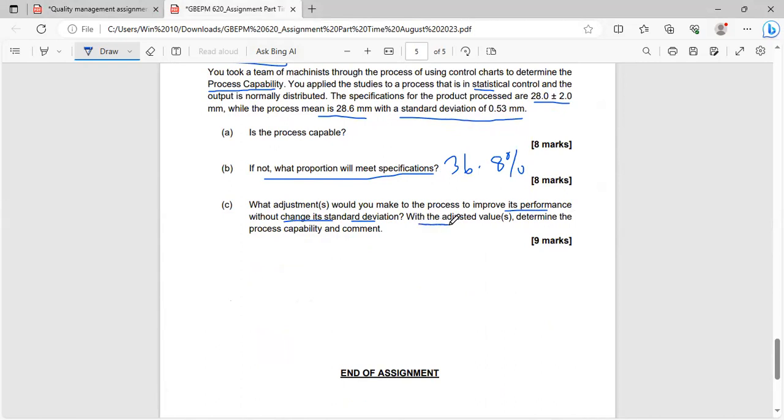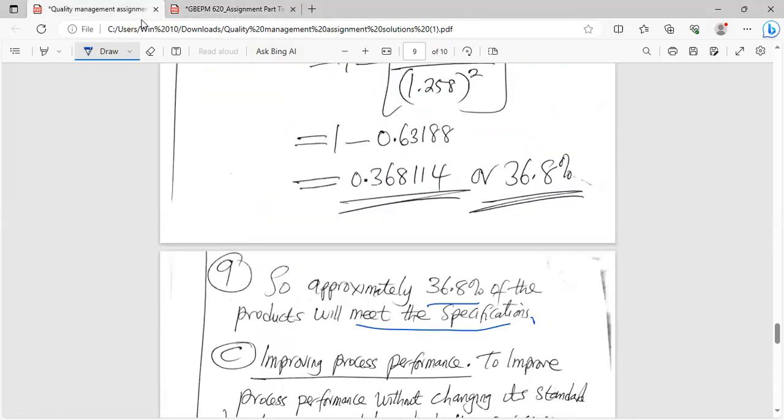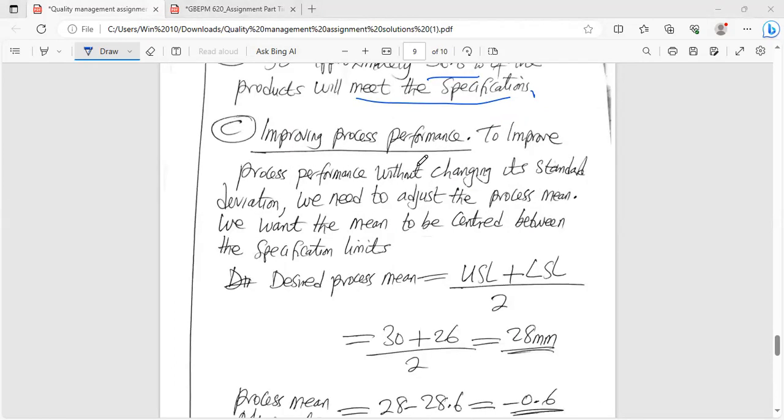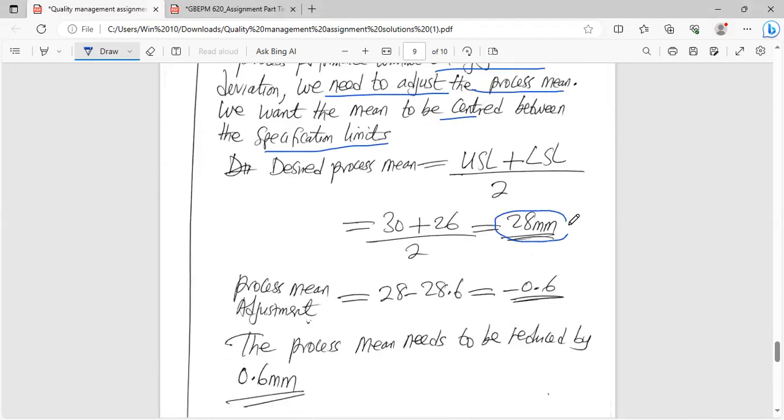And with the adjusted value, determine the process capability. So what we are simply saying here is that we need to adjust to improve the process performance. To improve the process performance without changing the standard deviation, we need to adjust the process mean. We want the mean to be centered between the specification limits. So the desired process mean should be the upper specification plus the lower specification over 2. So the mean should be 28 millimeters.